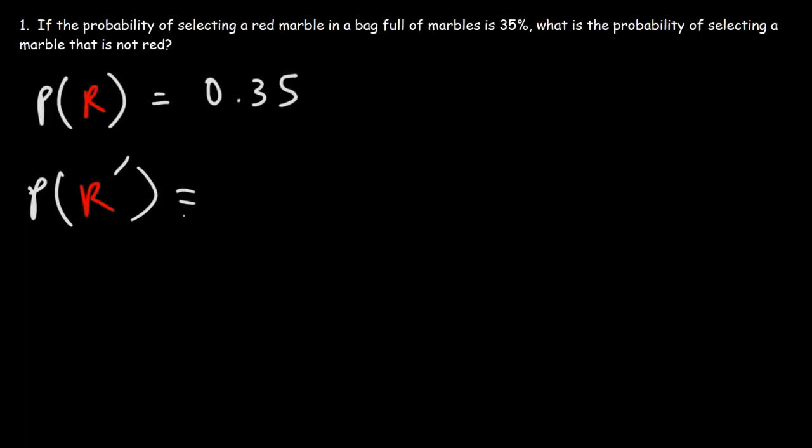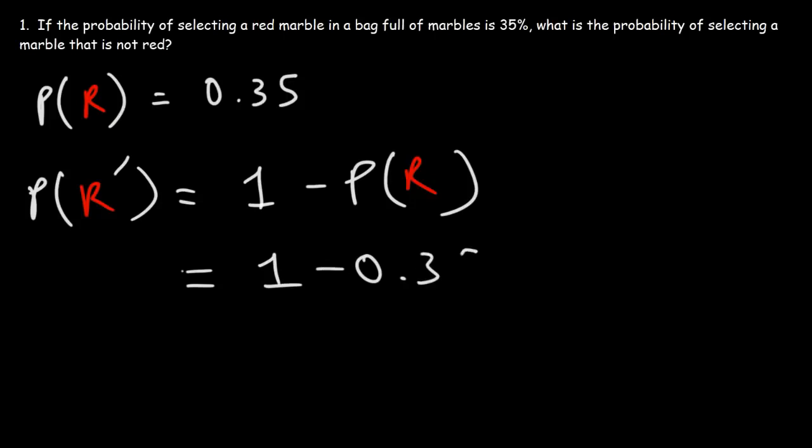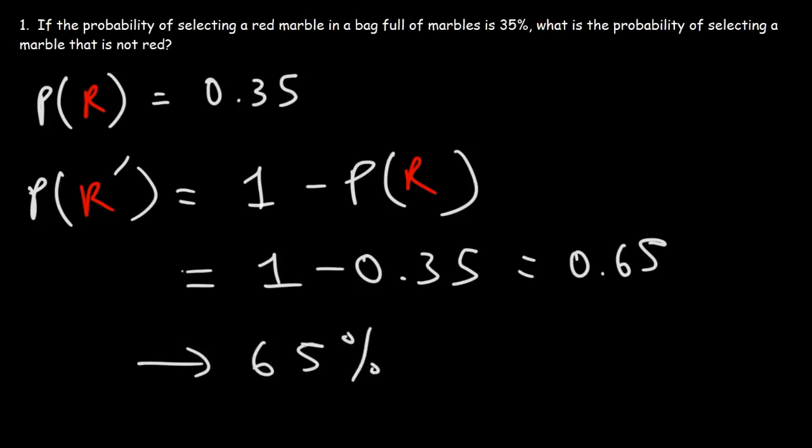Based on the formula that we wrote before, it's going to be 1 minus the probability of getting a red marble. So it's 1 minus 0.35, which is 0.65. So there's a 65% chance of getting a marble that is not red.